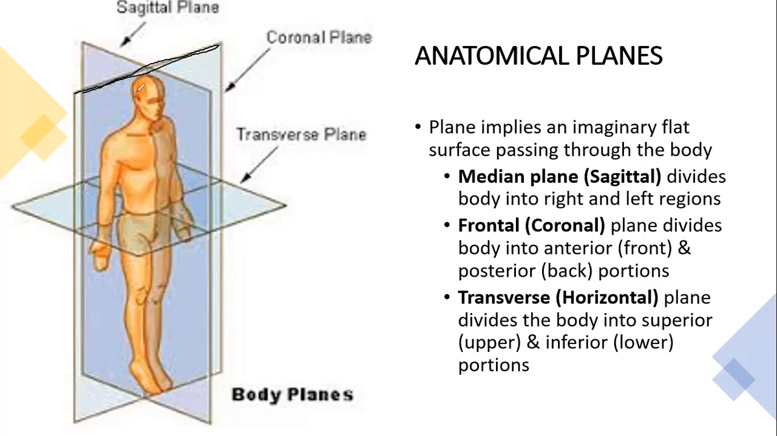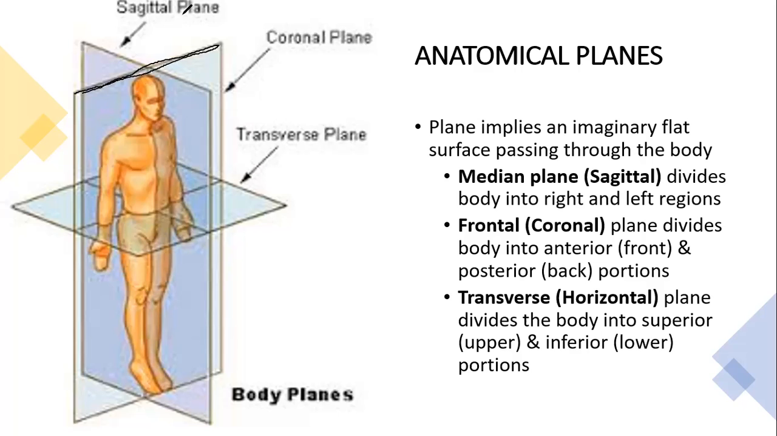Some of the movements that occur in this plane, and we're going to talk about all these movements later, so you're going to hear it again, are abduction, where you bring your arm away from your body, and adduction, where you're bringing your arm back towards your body. So again, the frontal plane divides the body into front and back, or anterior and posterior halves.